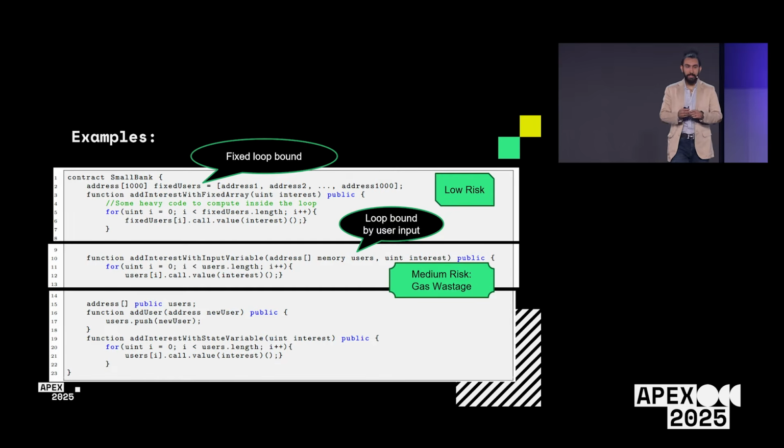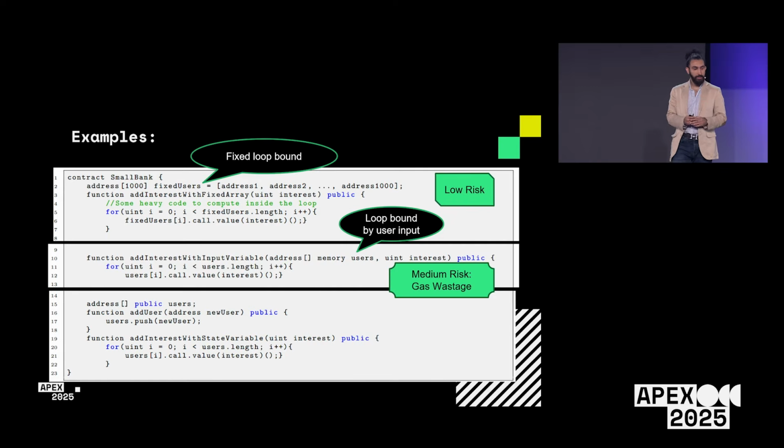The most problematic case is the case where a state variable is the one that affects the number of iterations in a loop. So for example, here in the first function add user, we take the address of a user and add it to our dynamic array. And then later on, when we call the function add interest, we traverse through the entries of that array.